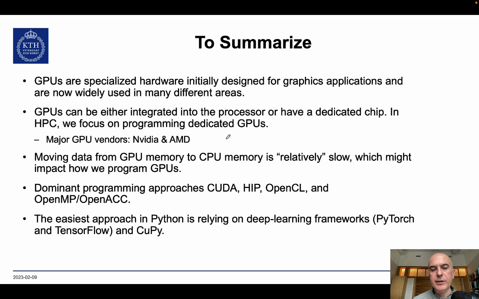The major GPU vendors are NVIDIA and AMD. The major drawback of the GPU is that moving data from GPU memory to CPU memory and vice versa is relatively slow, which might impact how to program the GPU. So we want to minimize the data that is communicated to the GPU. The dominant programming approaches are CUDA, HIP, OpenCL, and OpenMP/OpenACC. The easiest approach in Python to program a GPU is to rely on deep learning and machine learning frameworks like PyTorch and TensorFlow. But there are also new approaches that are similar to NumPy, such as CuPy.